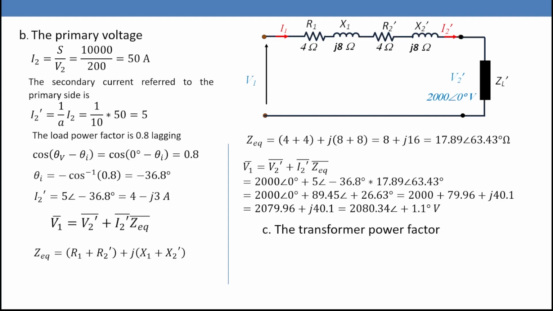What about the power factor? The power factor is the cosine of the angle between the primary current and primary voltage. So in this case, we have cosine of theta V1 minus theta I1, and I1 in this case equals I2', so cosine 37.9 equals 0.789 lagging.